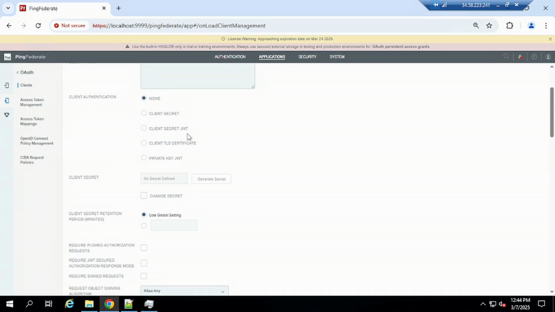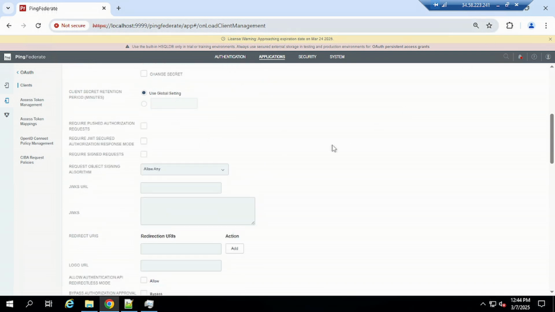But in general, right now we have covered PKCE, and PKCE is not a form of client authentication, like we already discussed. But any application can use PKCE. And client secret we already covered. Okay, so I hope you understand this part.